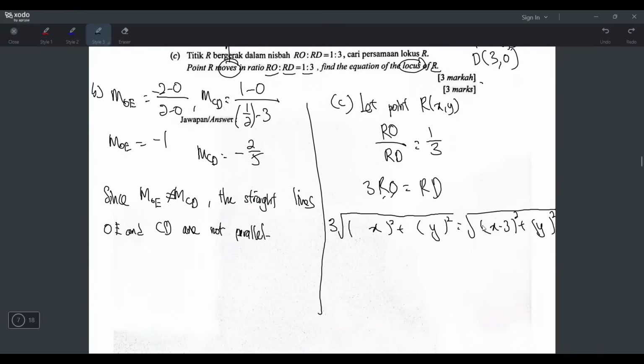Alright, how do you simplify? How do you get rid of this square root? Okay, I have seen students do this before. They just cut the square root like that. Oh my god, this is wrong. You cannot just cut the square root like that.